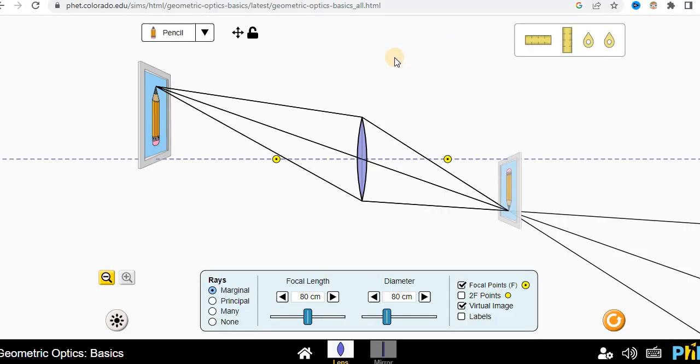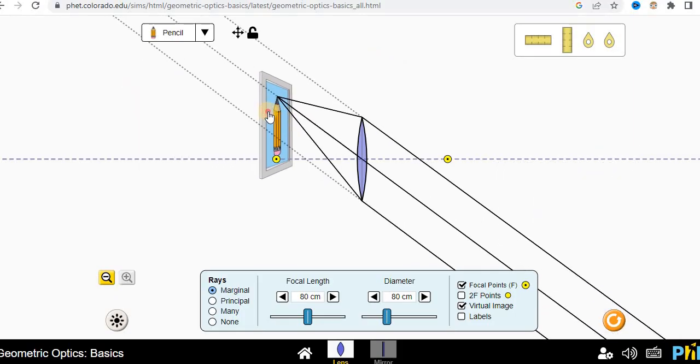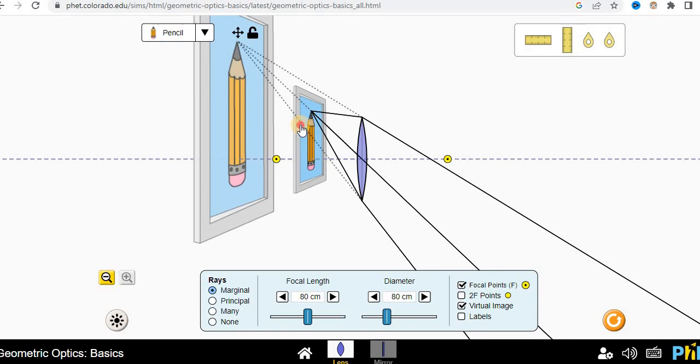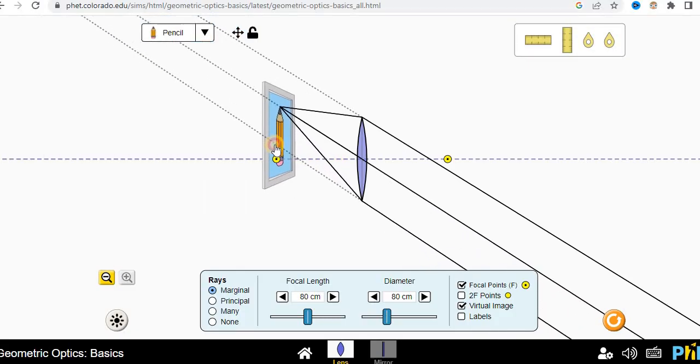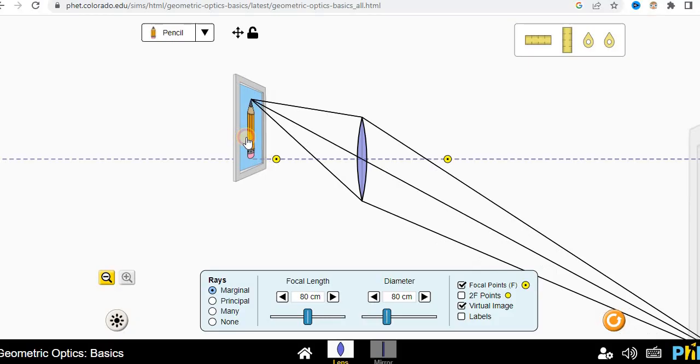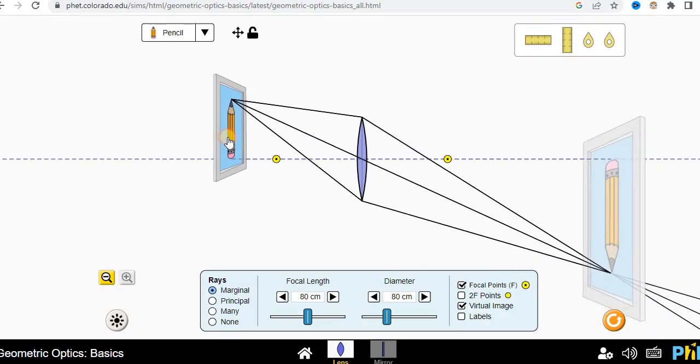See, I have this which I can move. You see, now what is this? This is a virtual image. So this is the image, this is the virtual image. Remember, the virtual image in a convex lens is formed if the object distance is within one focal length. If it is more than one focal length, then you have a real image forming.